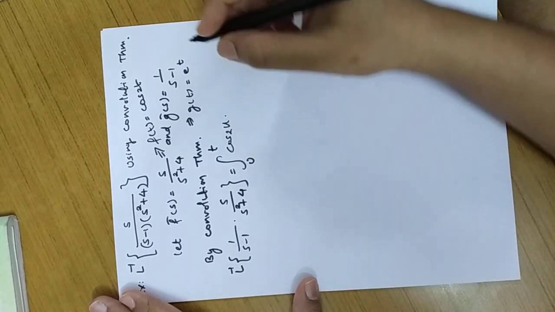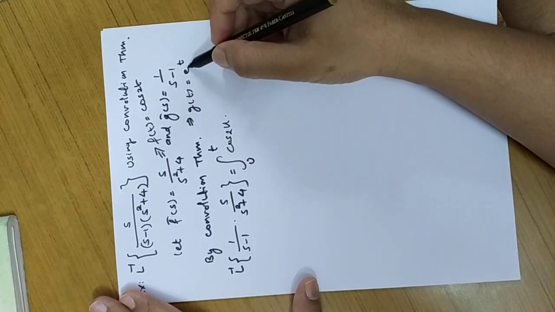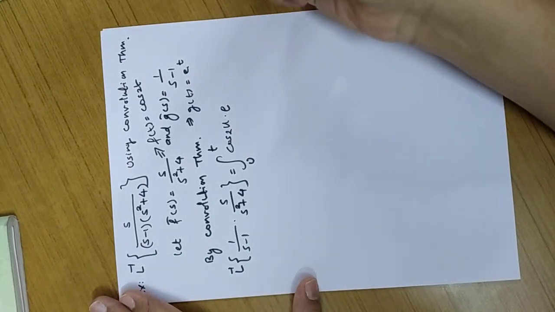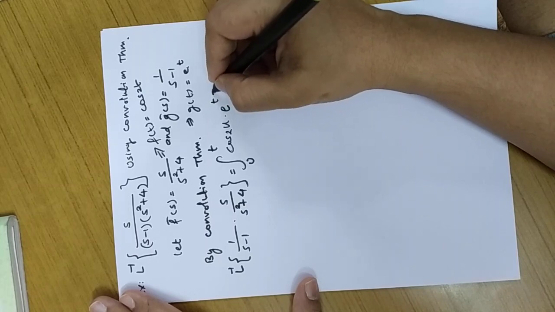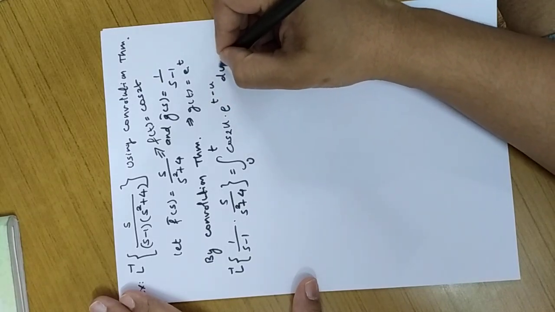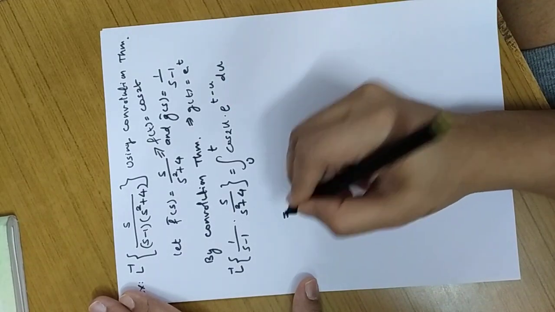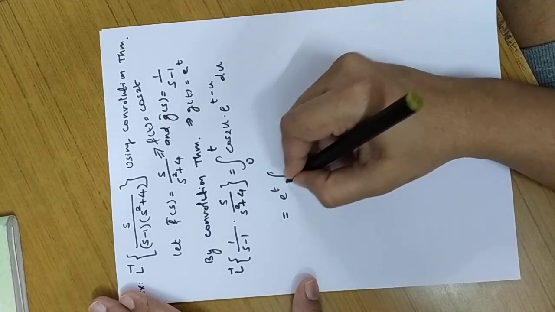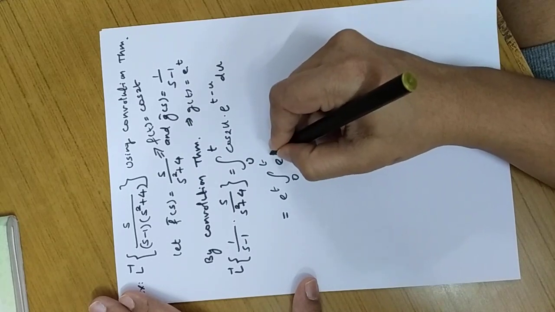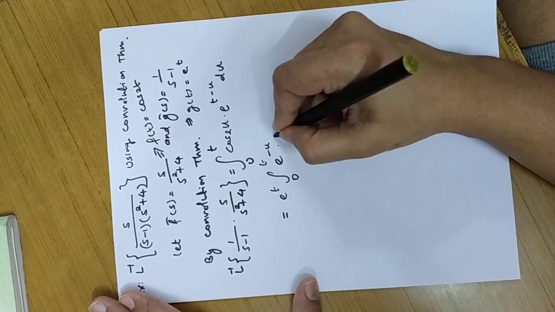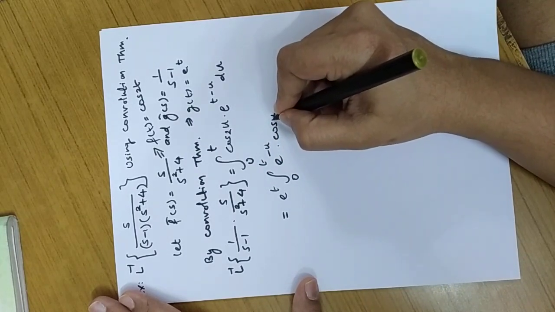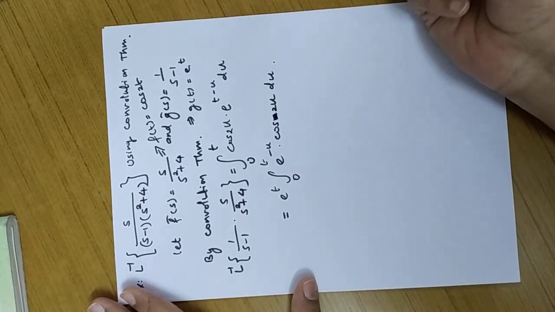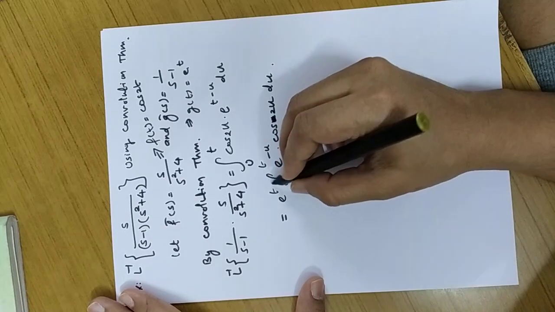cos 2u, and g of t is e raised to t, but the right hand side part of the convolution theorem is g of t minus u. So we will write this way. Now again you can take e raised to t as constant, and the remaining term e raised to minus u cos 2u du.